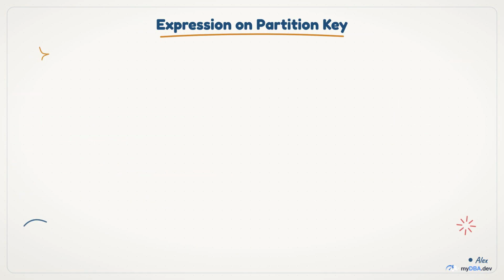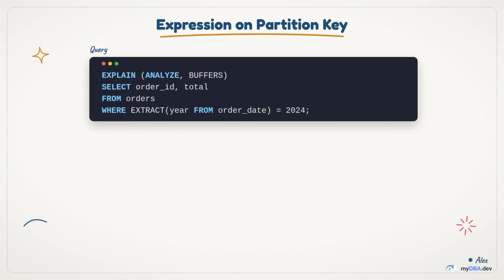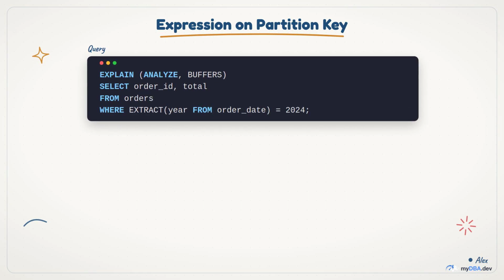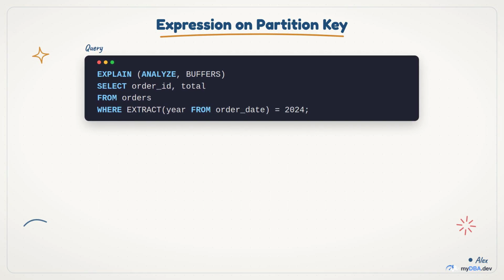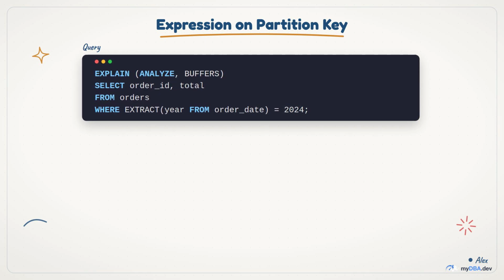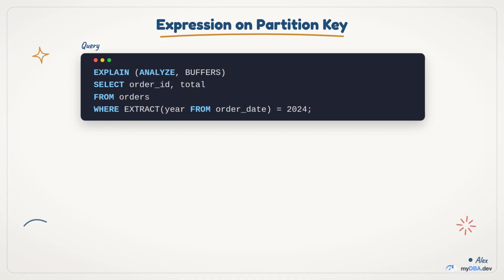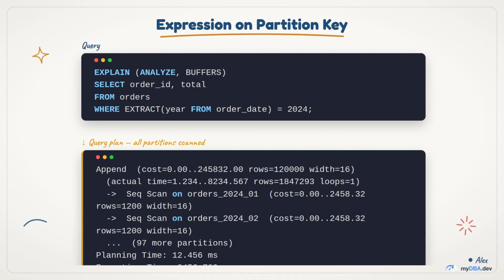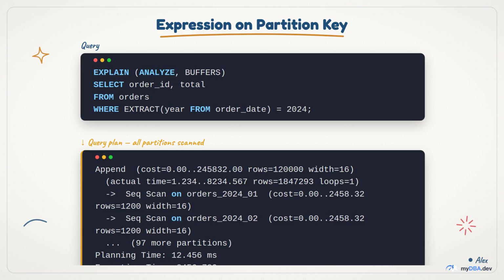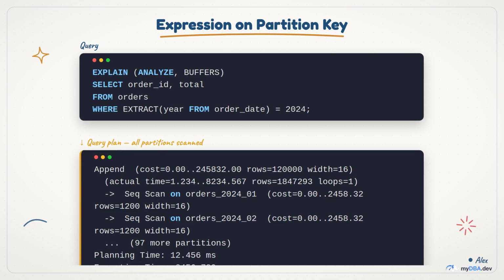Here's the classic mistake. The query wants all 2024 orders, but extract wraps the partition key in a function. The plan shows an append node with every single partition as a child, orders_2024_01 through orders_2024_12, all 12 monthly partitions from that year, and each one gets a sequential scan. Execution time jumps to 8 seconds for a query that should take milliseconds.